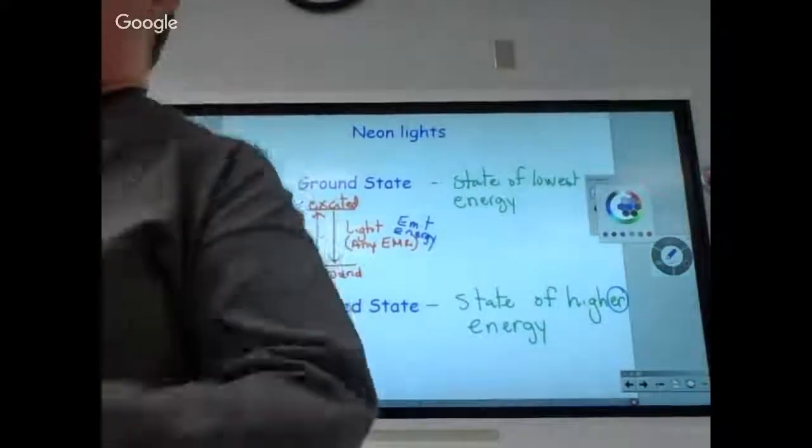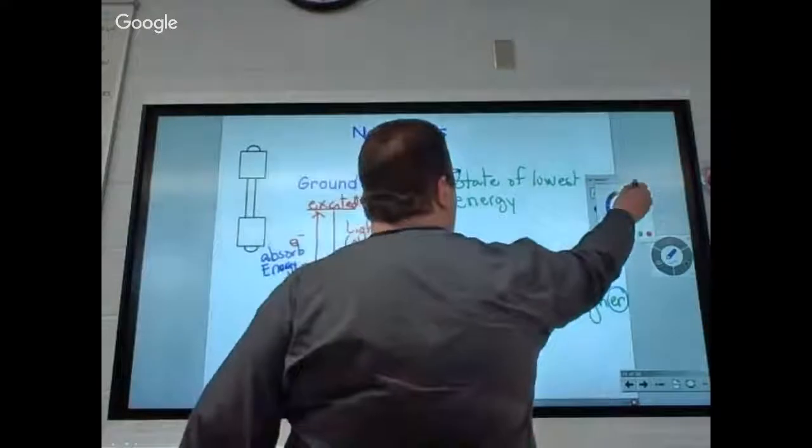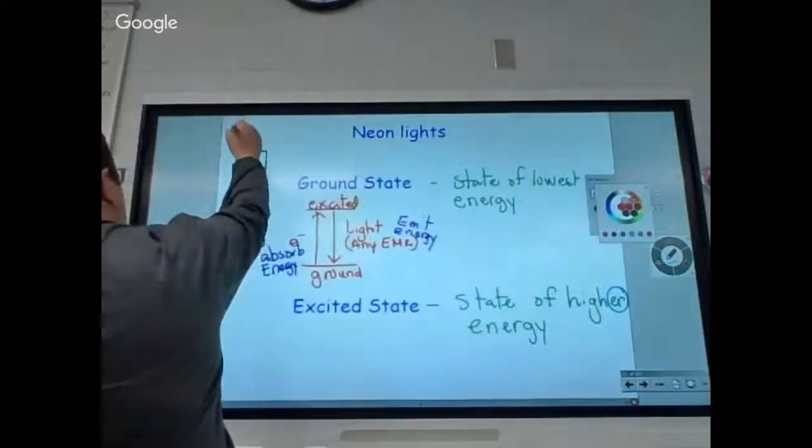So this one that I'm using at the moment is hydrogen, okay? So the one I've picked to illustrate with is a hydrogen light.